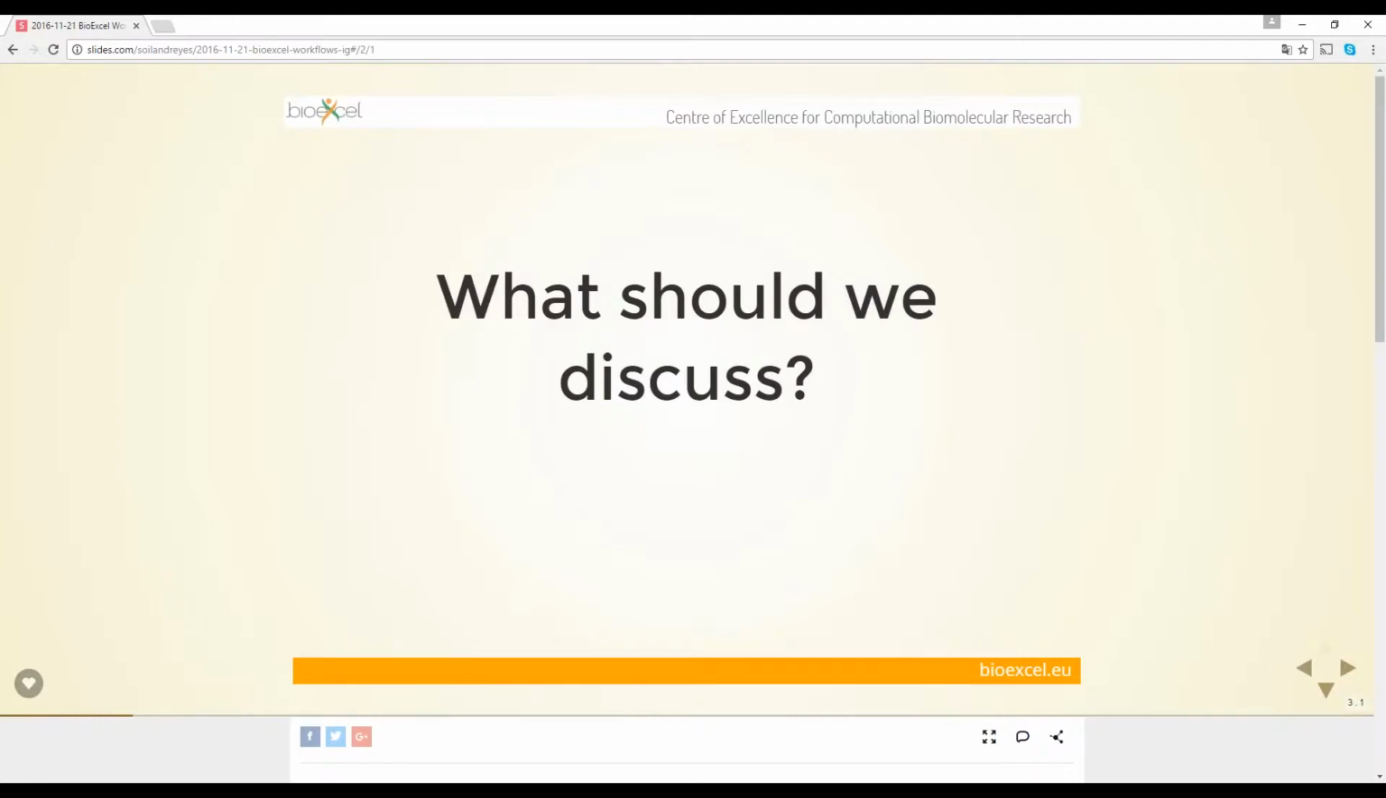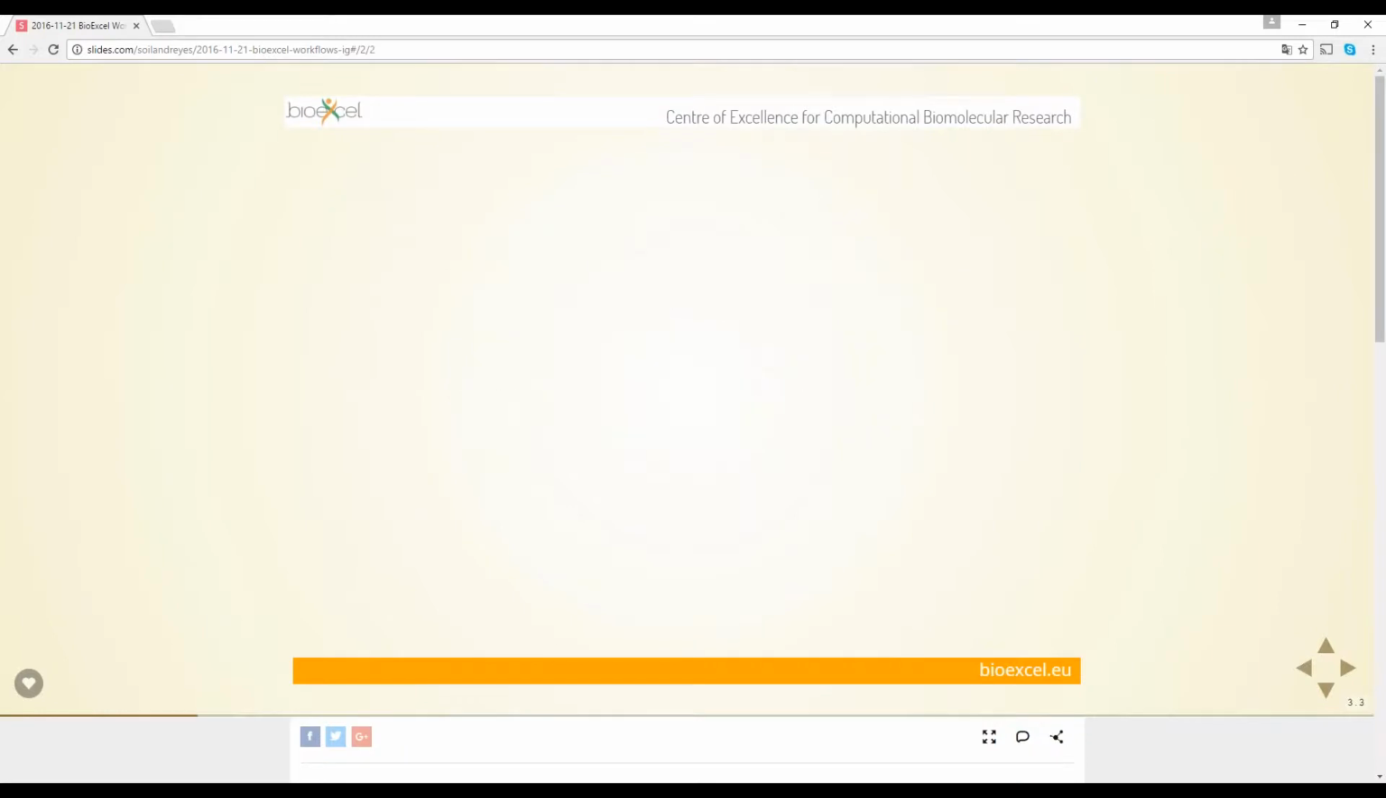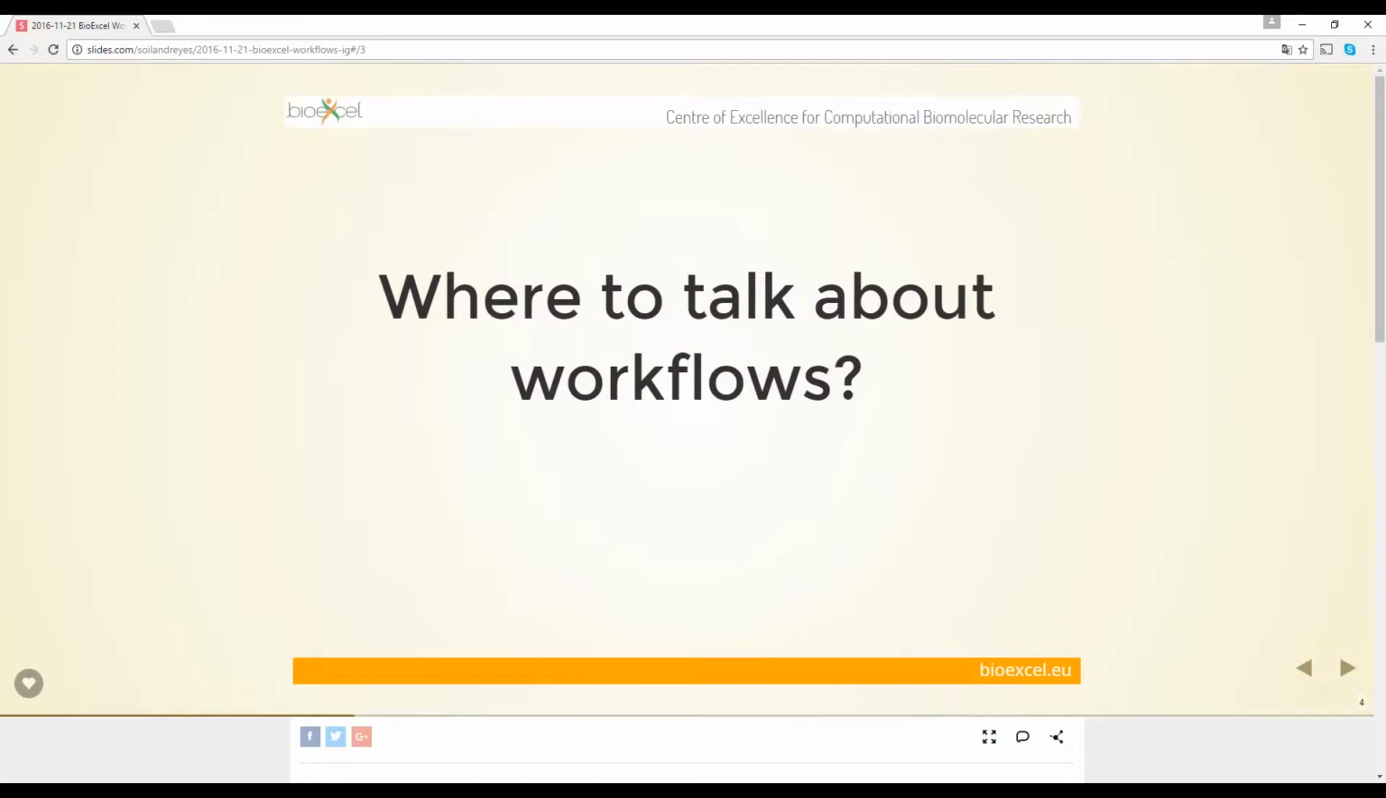Well, kind of the floor is open, but here's some suggestions for things. We can, as I said, compare workflow systems. You can look at integration things, particularly with job management systems and things like that.